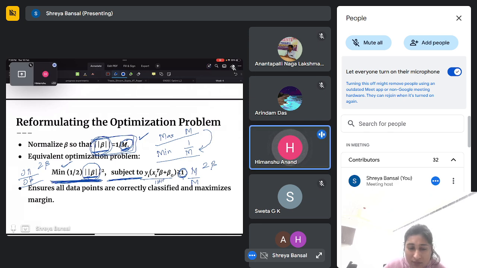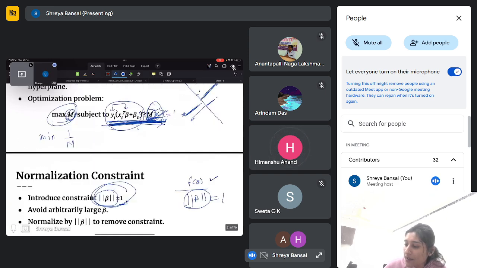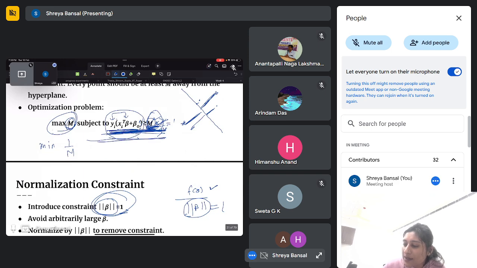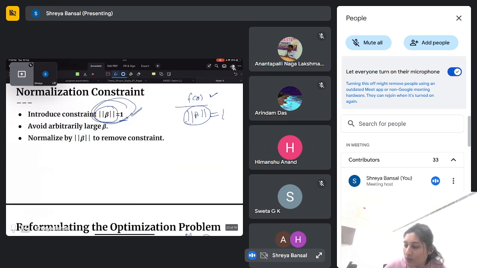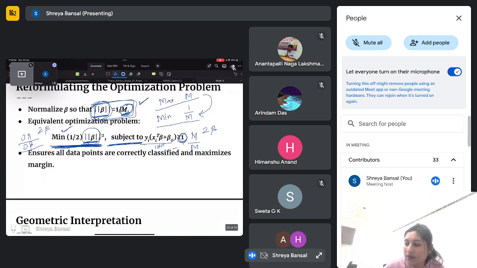But how does it become the right subject to condition? This line is written here. The subject to condition says the distances should be greater than m, right? So just divide it both sides by m, or multiply it with 1 by m. So the right side will be 1 and the left side 1 by m is the beta norm. Beta norm is already given as 1. So that's why it doesn't affect it. So we have just used this.